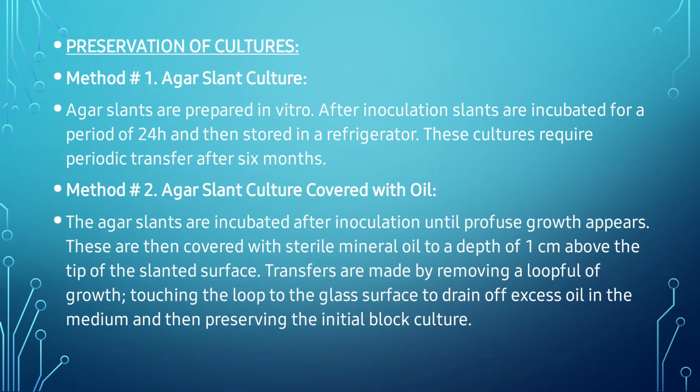Next is agar slant culture covered with oil. The agar slants are incubated after inoculation until profuse growth appears. Then it is covered with mineral oil to a depth of 1 centimeter above the tip of the slanted surface. Transfers are made by removing a loop of growth. They touch the loop to the glass surface to drain off the excess oil, thereby preserving the initial stock culture.